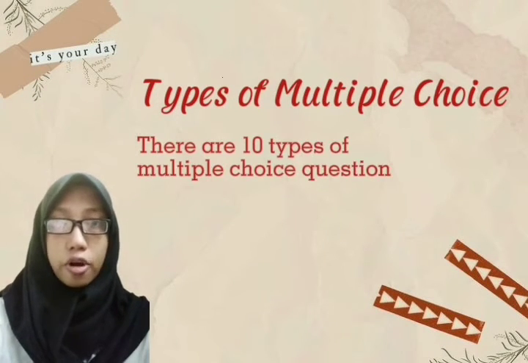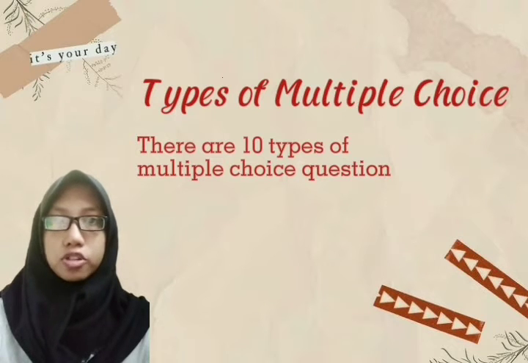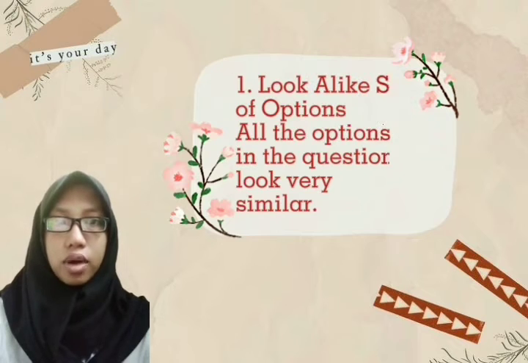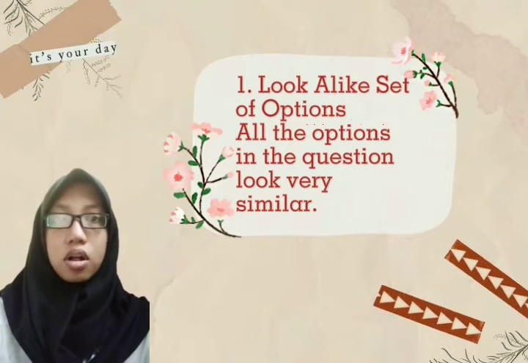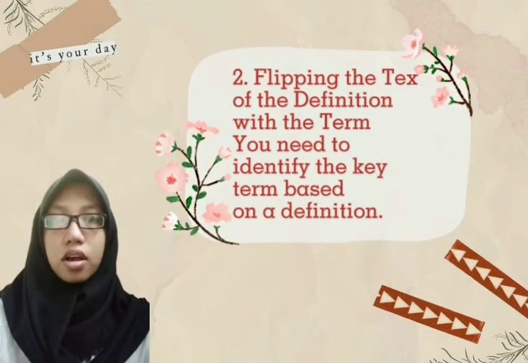Alright, so there are 10 types of multiple choice question that are commonly used in exams. The first one is the lookalike set of options, which means all the options in the question look very similar. The second is flipping the text of the definition with the term. In this type of question, you need to identify the key term based on a definition.